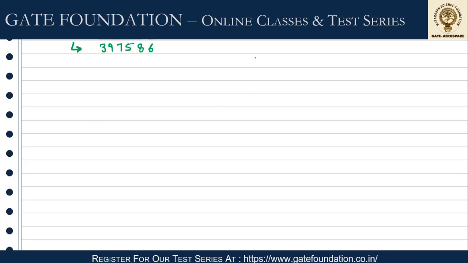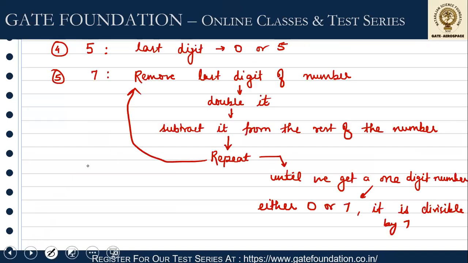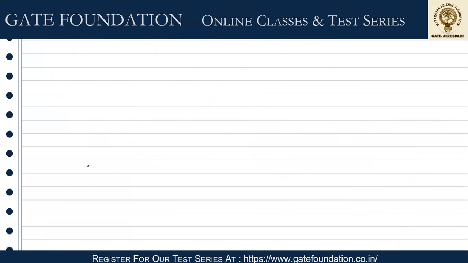So now what we have done is I've taken a number which is actually divisible by 7, and we'll try to test it with the help of the method that we had discussed earlier, whether it is actually divisible or not. We know that it is divisible as per the calculator, and we'll try to check it with the other method. So first of all, I'll remove the last digit of the number. The 6 will be removed, and I'll multiply it by 2. So I'll get 12. The remaining number is 39758, and I'll remove 12 out of it. So I'll get 39746. Now with this number again, I'll remove the last digit, that is 6.